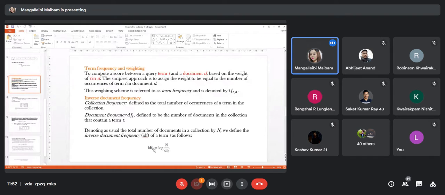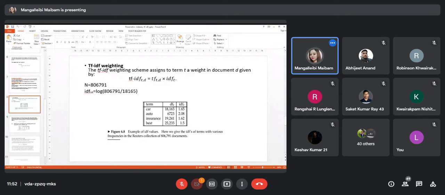For finding the inverse document frequency, we need this formula: log N by DF_t, where N is the total number of documents in the collection. So after that we have TF-IDF weighting, and in this TF-IDF we need to multiply the IDF value along with the term frequency for the term in the document. The example is given here.